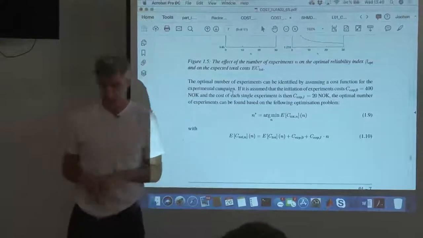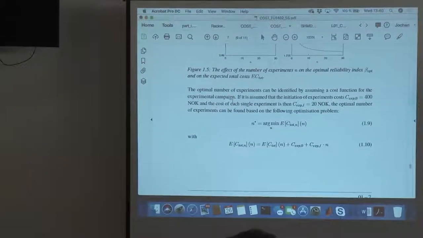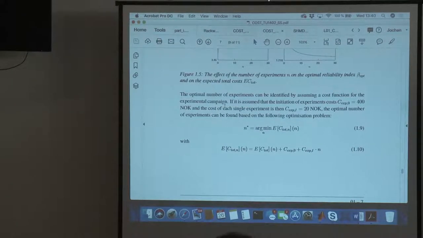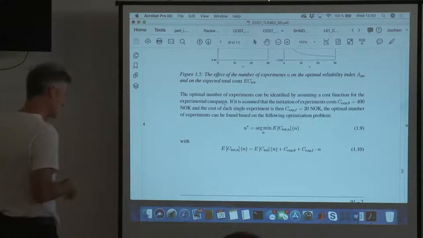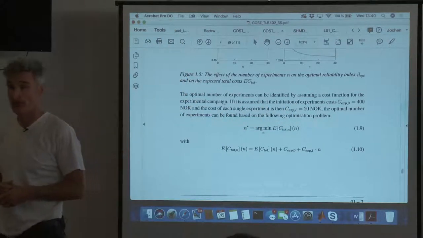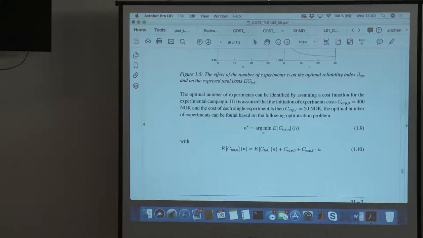It's now considered as just a number, 400 crowns. That's not so much, that's 40 euros. It's just to mention a number, a very cheap test. And then each single experiment has the cost of 20 Norwegian kroner. It's 2 euros. So that's the cost of each additional test. So one test will come at 420, two tests at 440, and so forth, right?